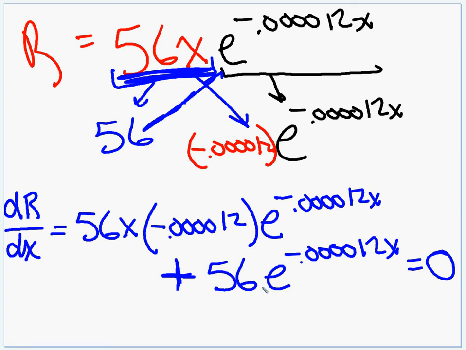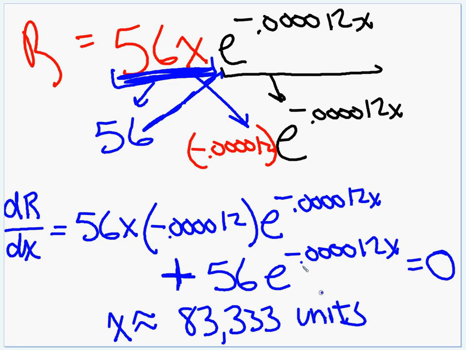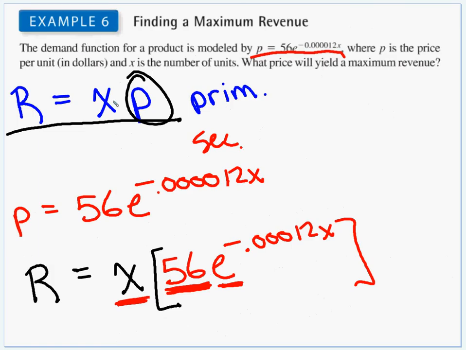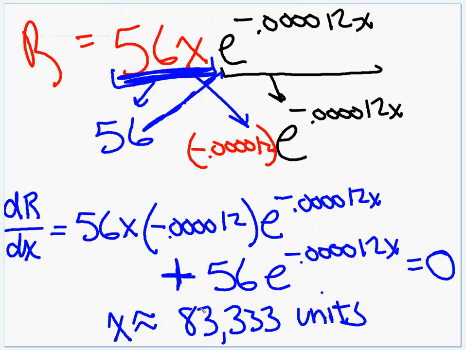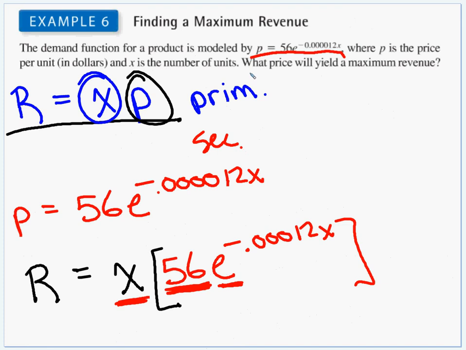And we could just type that into our TI-89 calculators. And you're going to get x is approximately 83,333 units. So remember, we defined x here as the number of products we're making. Now, on a multiple choice, that would be a decoy answer, 83,333, because that's units. The original question is, what price will yield the maximum revenue?